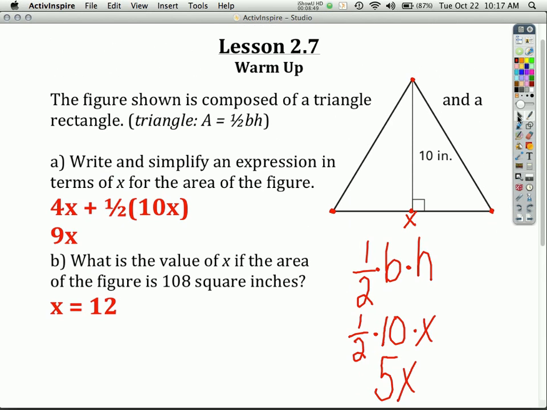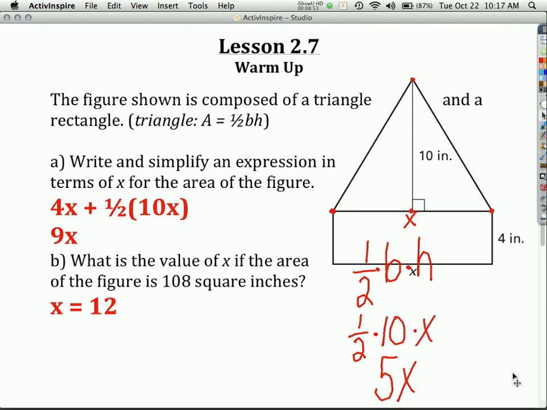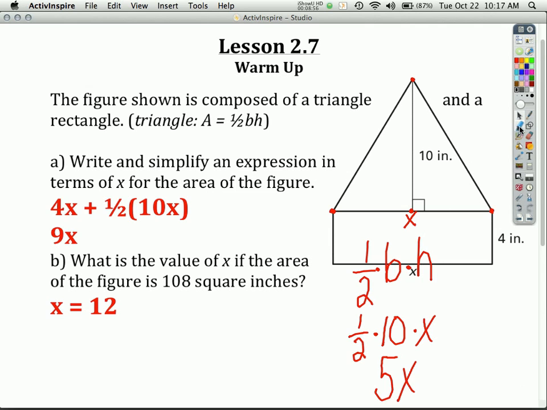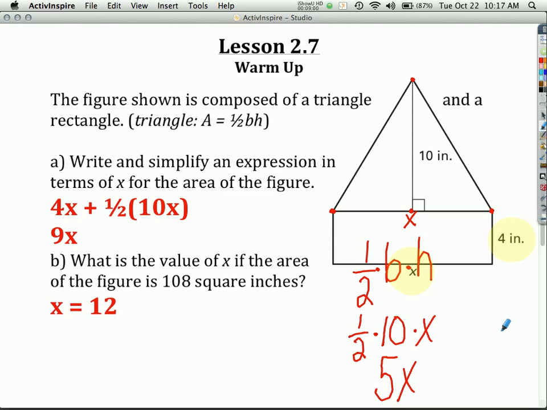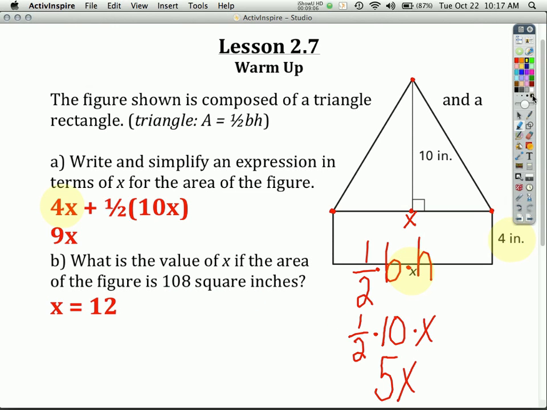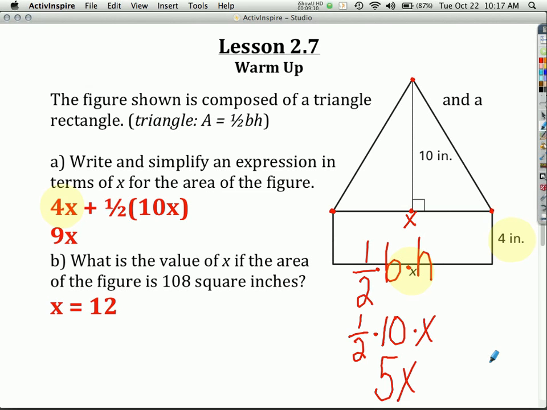So then we find the area of the rectangle. Base times height. Base times height is 4x. Does anyone have any questions on how we put all of this together? No questions? Concerns?